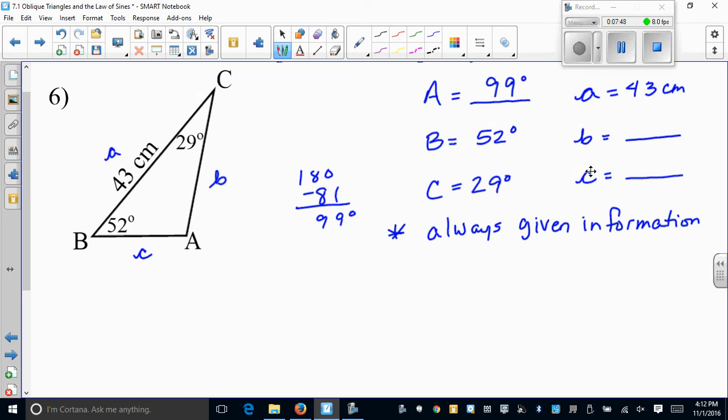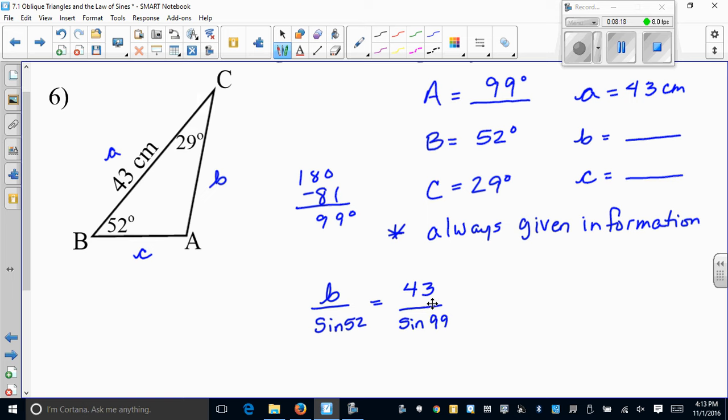So this is going to be little b over sine of B, which is 52 degrees, equals little a, which is 43, over sine of angle A, which is 99 degrees. Now you are going to have a calculator on this one, so make sure your calculator is in degree mode when you're working these through.